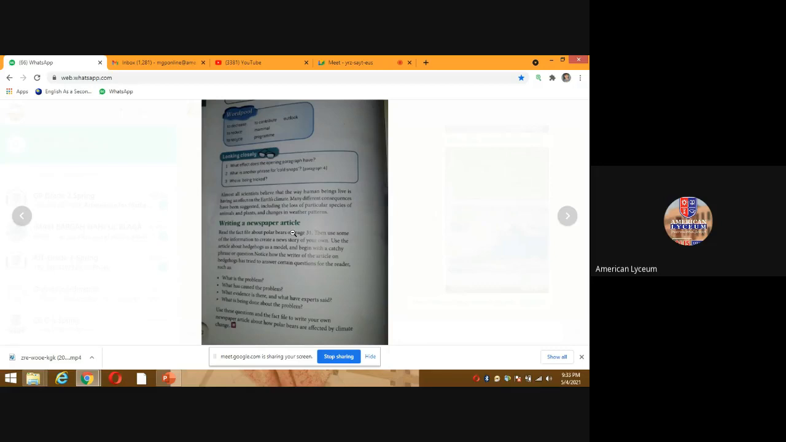ज़्यादातर रीडर्स जस्ट पहला पैराग्राफ पढ़ते हैं या सेकंड पैराग्राफ पढ़ते हैं, एंड तक नहीं पढ़ते. सो हमने सबसे इंटरेस्टिंग और इम्पोर्टेंट न्यूज़ फर्स्ट पैराग्राफ्स में लिखनी है. What has caused the problem, now details we will add कि क्यों ये प्रॉब्लम हुई, किस वजह से हुई और कैसे हो रही है. What evidence is there and what have experts said.